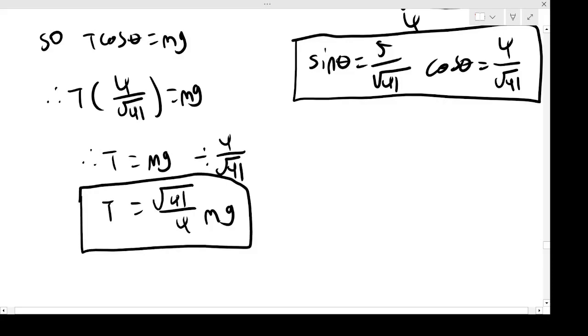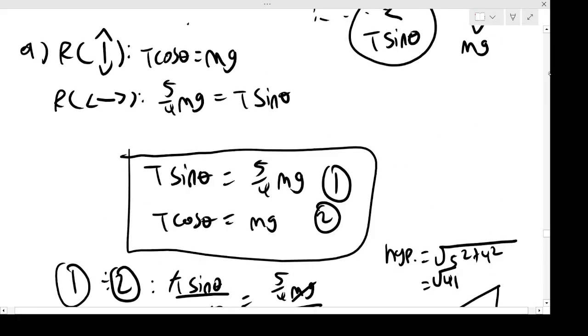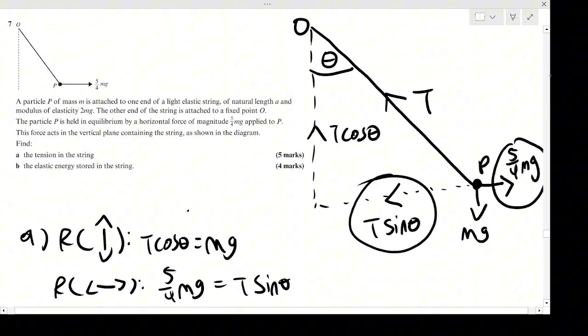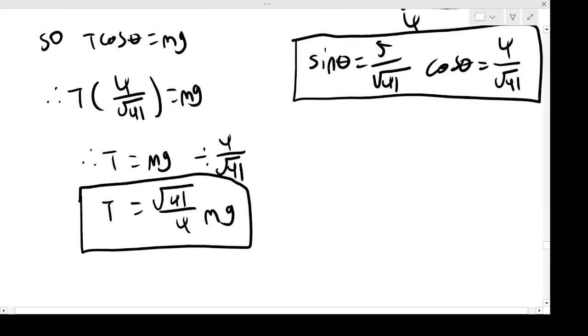Again, not particularly nice. Don't worry about the numbers or the letters. Hopefully you just understand the process is the same, the formulas and how we use them are the same. Hopefully you're happy with this. So this is my tension, and there we are, that's part A done. That's the tension in the string.